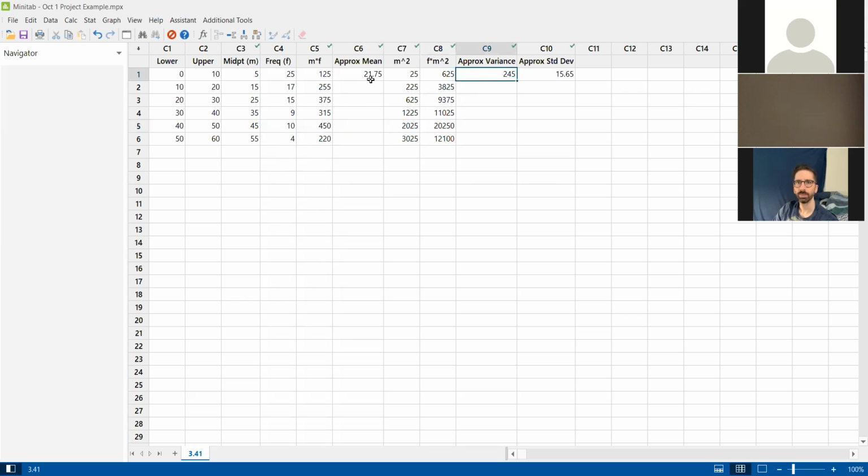That's your numerator. And you divide by what? The sum of the frequencies, which is 80, minus 1. And you get 245. And then the standard deviation is just the square root of 245.